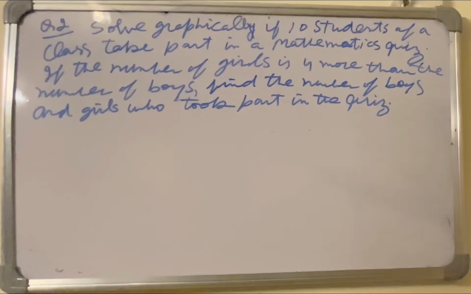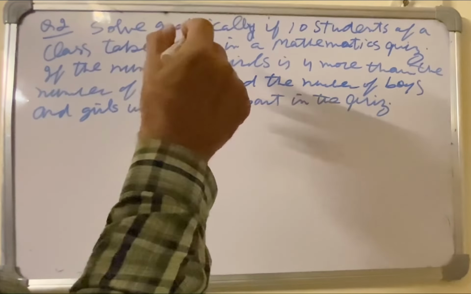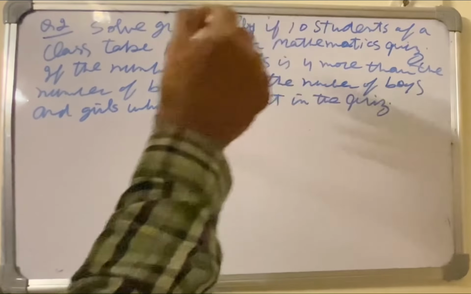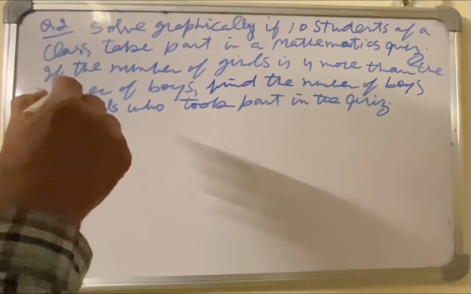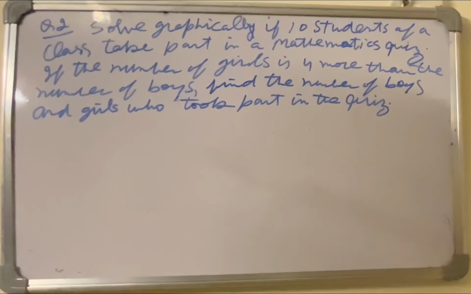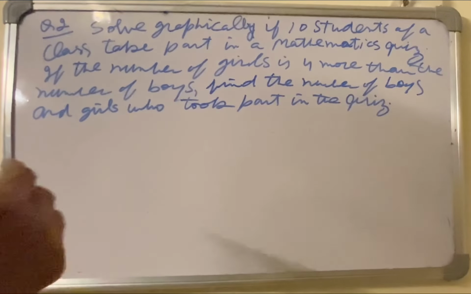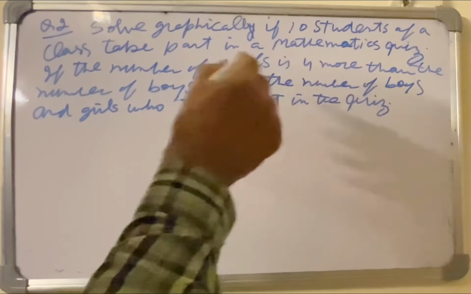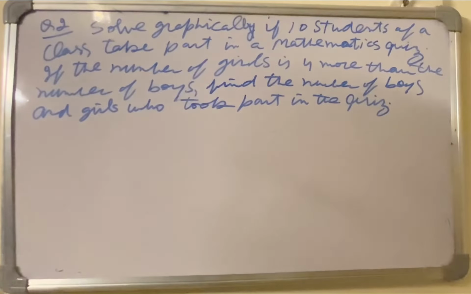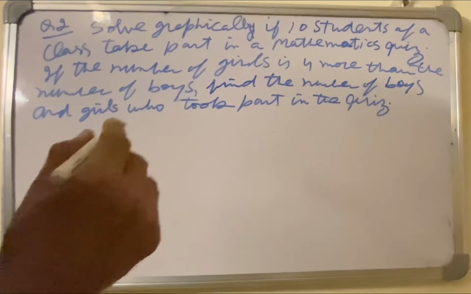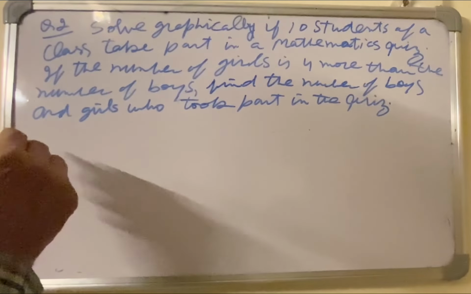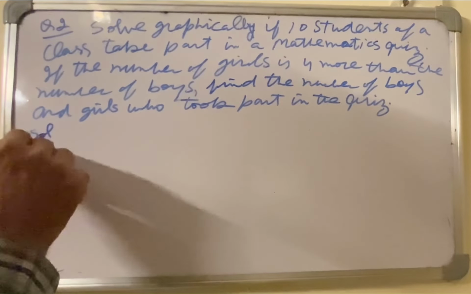Second question, solve graphically. If 10 students of a class take part in a mathematics quiz, and the number of girls is 4 more than the number of boys, find the number of boys and girls who took part in the quiz. Solution: first of all, we make equations.